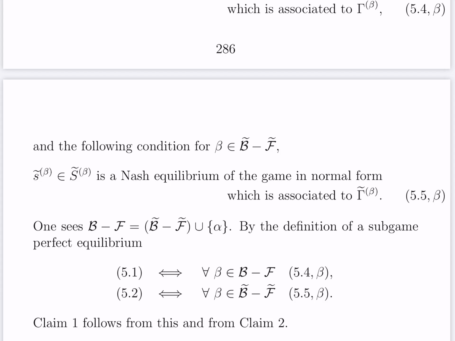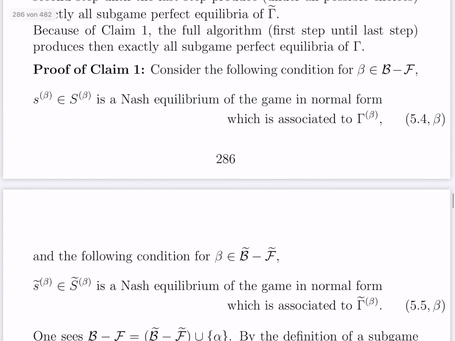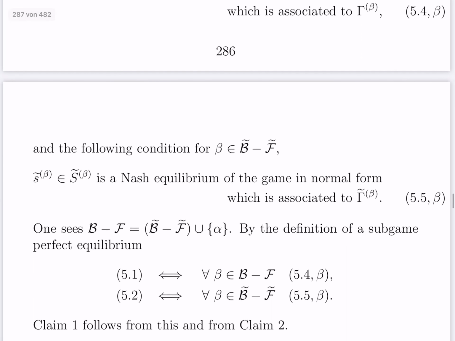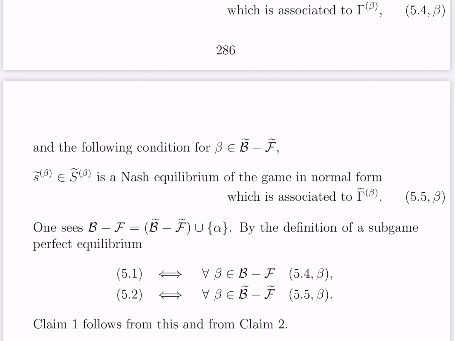And similarly for the restricted game, the restricted strategy combination S tilde is a subgame perfect equilibrium of the restricted game gamma tilde, which is property 5.2, if and only if for any non-final play beta in the restricted game, the induced strategy combination of the subgame, maybe gamma tilde beta, is a Nash equilibrium of this subgame. This is property 5 beta. So these are just two definitions.